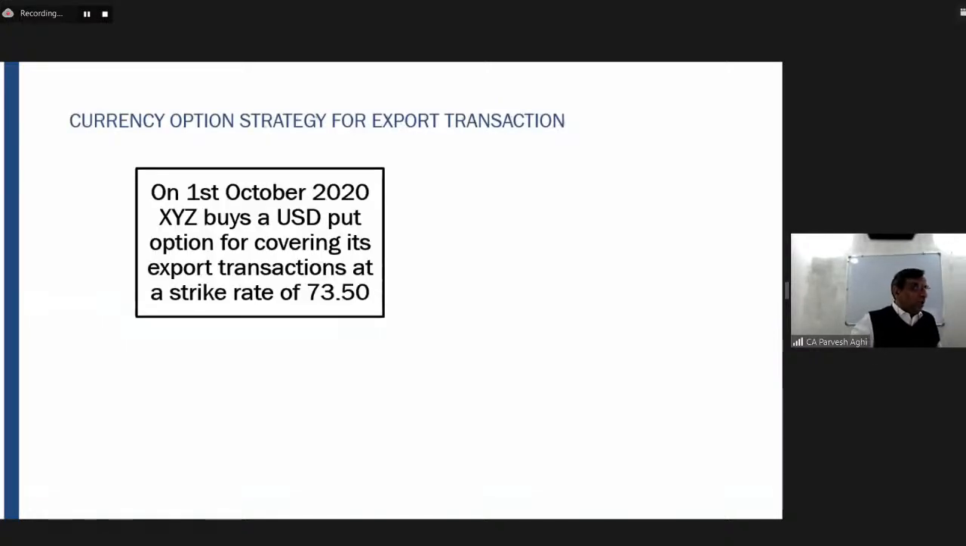So now let's look at an export transaction. On 1st October 2020, XYZ buys a USD put option for covering its export transaction at a strike price of 73.50. So basically this is 1st of October. He's buying a put option for covering its exports. Now in exports, you're always long in dollars here, but you are buying a put. So you're taking an opposite view: if the dollar depreciates, you will start making money. But in your export transaction, you will be losing. So you've covered both ends.